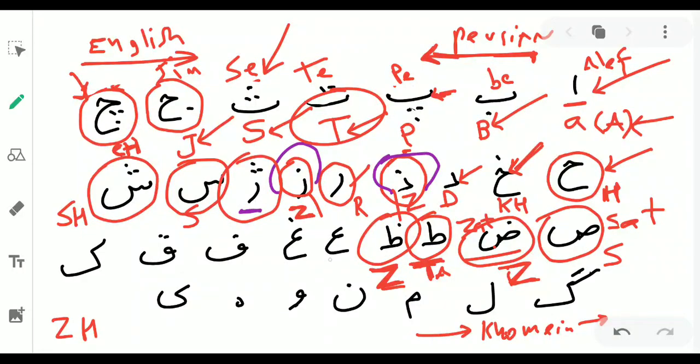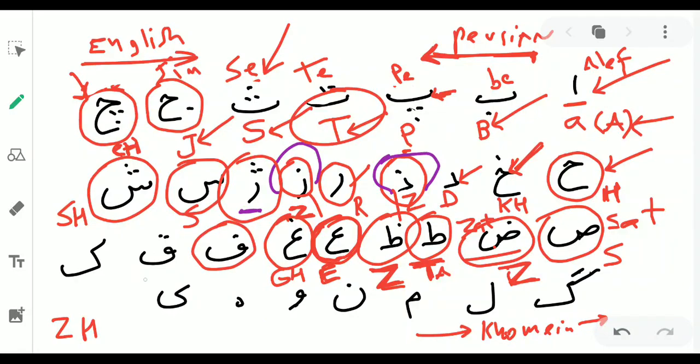And then we have Ain. This could be in English either E or A, like my last name is Emadi, E-M-A-D-I. I write it E-M-A-D-I. So this Ain could be E, and then Gain. Gain is GH.